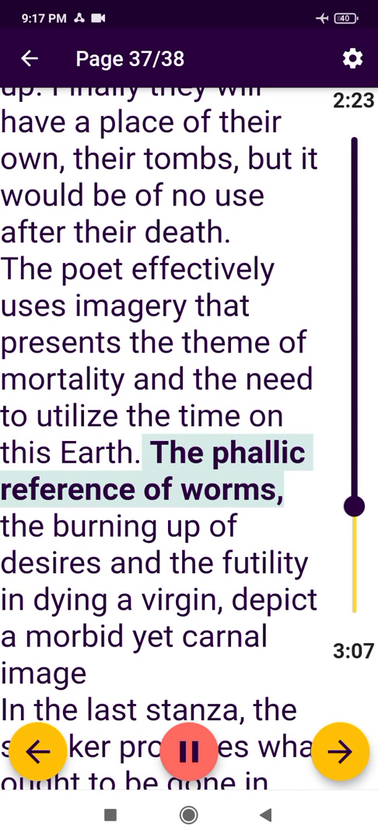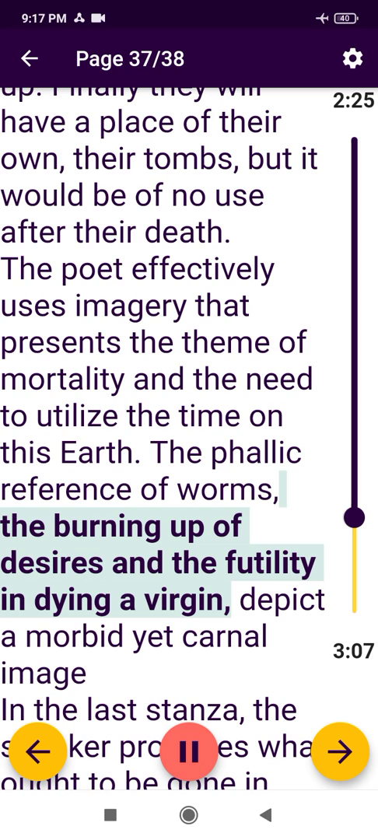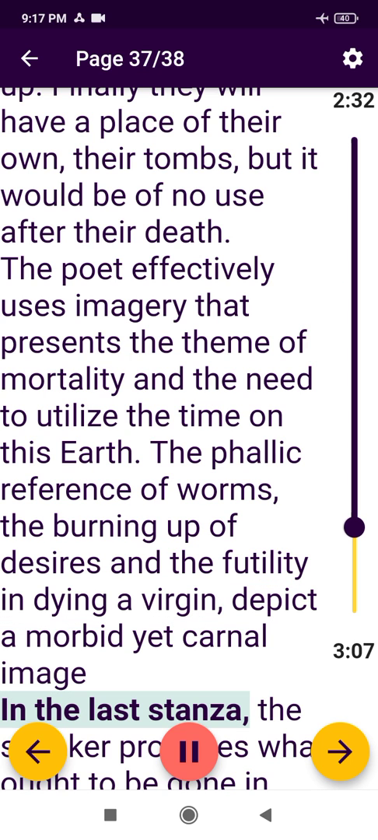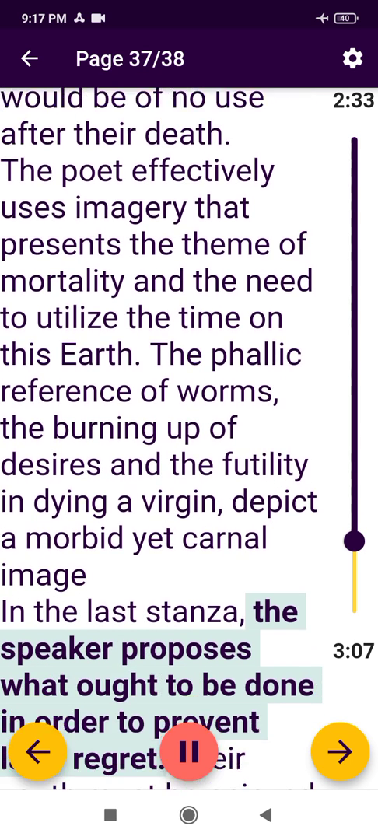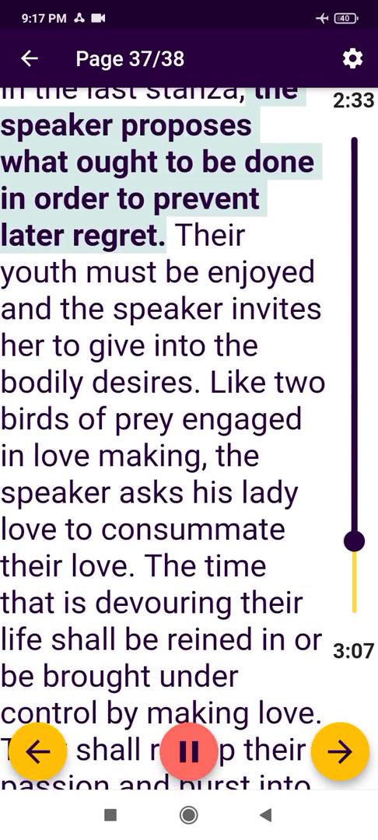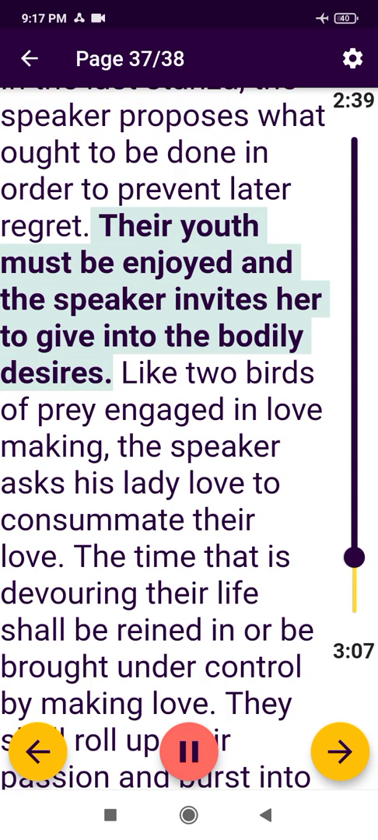The phallic reference of worms, the burning up of desires, and the futility in dying a virgin, depict a morbid yet carnal image in the last stanza. The speaker proposes what ought to be done in order to prevent later regret. Their youth must be enjoyed, and the speaker invites her to give in to the bodily desires.